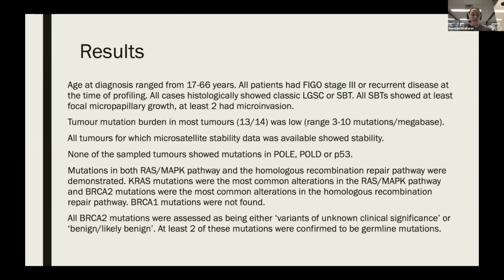Mutations in both RAS-MAPK pathway and the homologous recombination DNA repair pathway were demonstrated, and of these, KRAS was the most common mutation in the RAS-MAPK pathway, and BRCA2 mutations were the most common alterations in the homologous recombination DNA repair pathway. BRCA1 mutations were not found. All of the BRCA2 mutations were assessed as being variants of unknown clinical significance or benign/likely benign, and at least 2 of these mutations were confirmed to be germline.